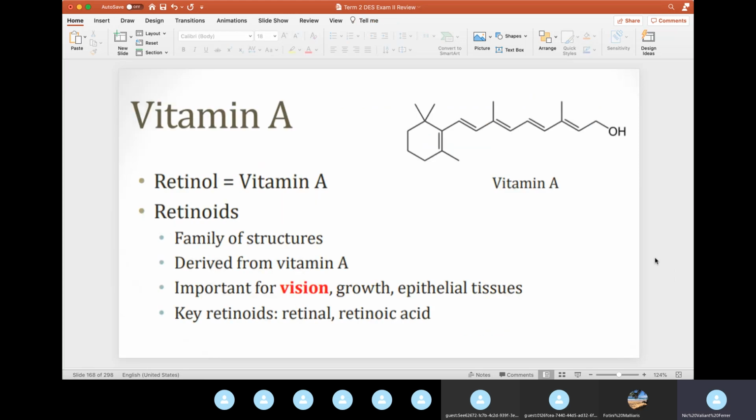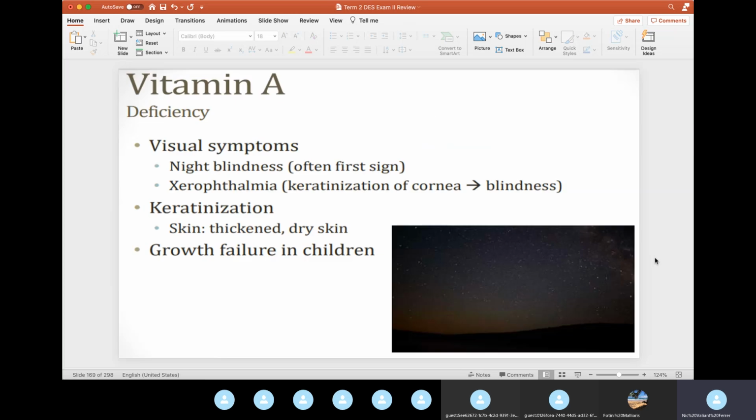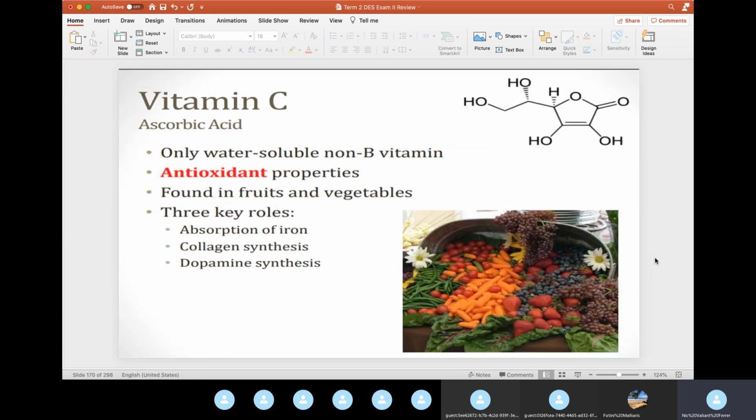Vitamin A, we're almost there, we're almost done. Retinoids, retinol, this is important for vision. When you think about vitamin A, think about vision. So you can have night blindness and xerophthalmia. You can have keratinization, thickened dry skin, and growth failure in children.